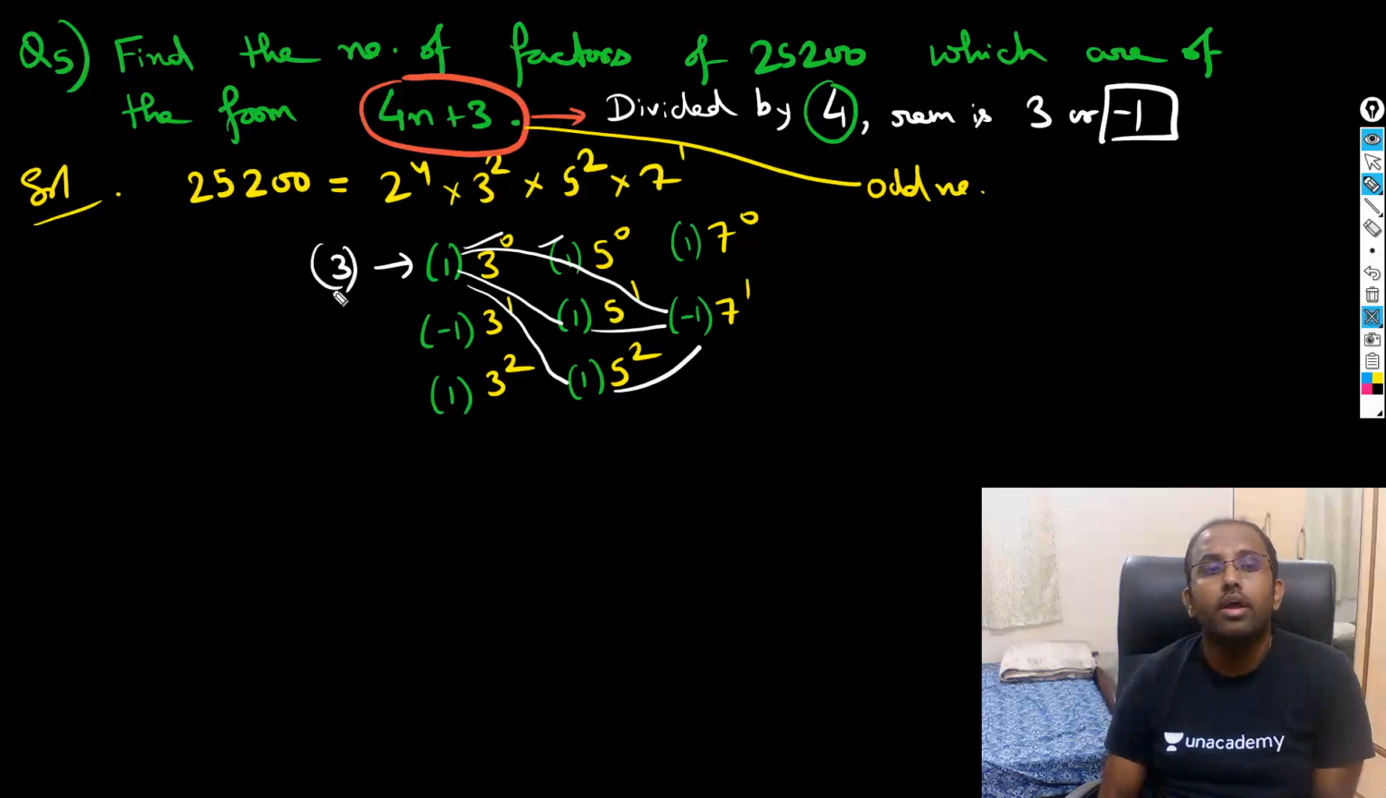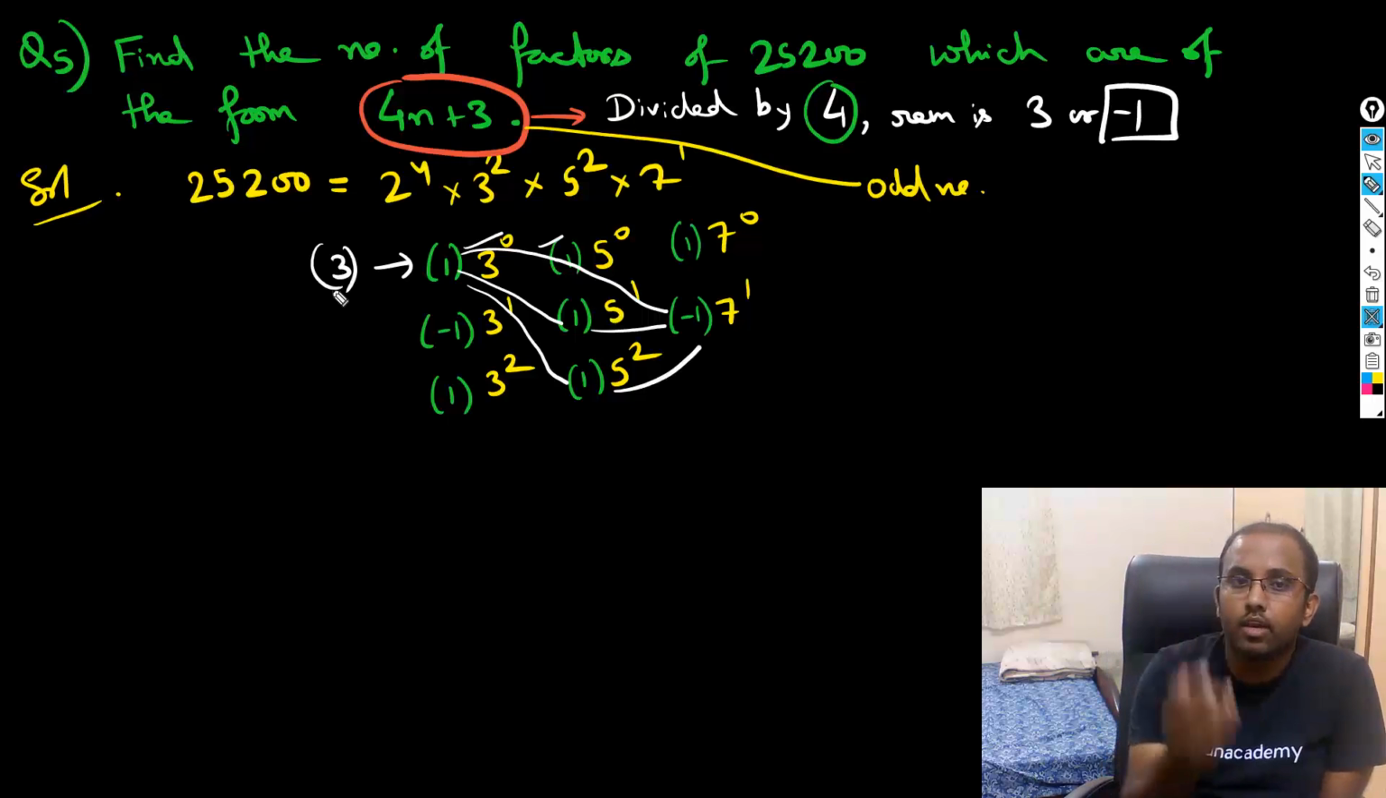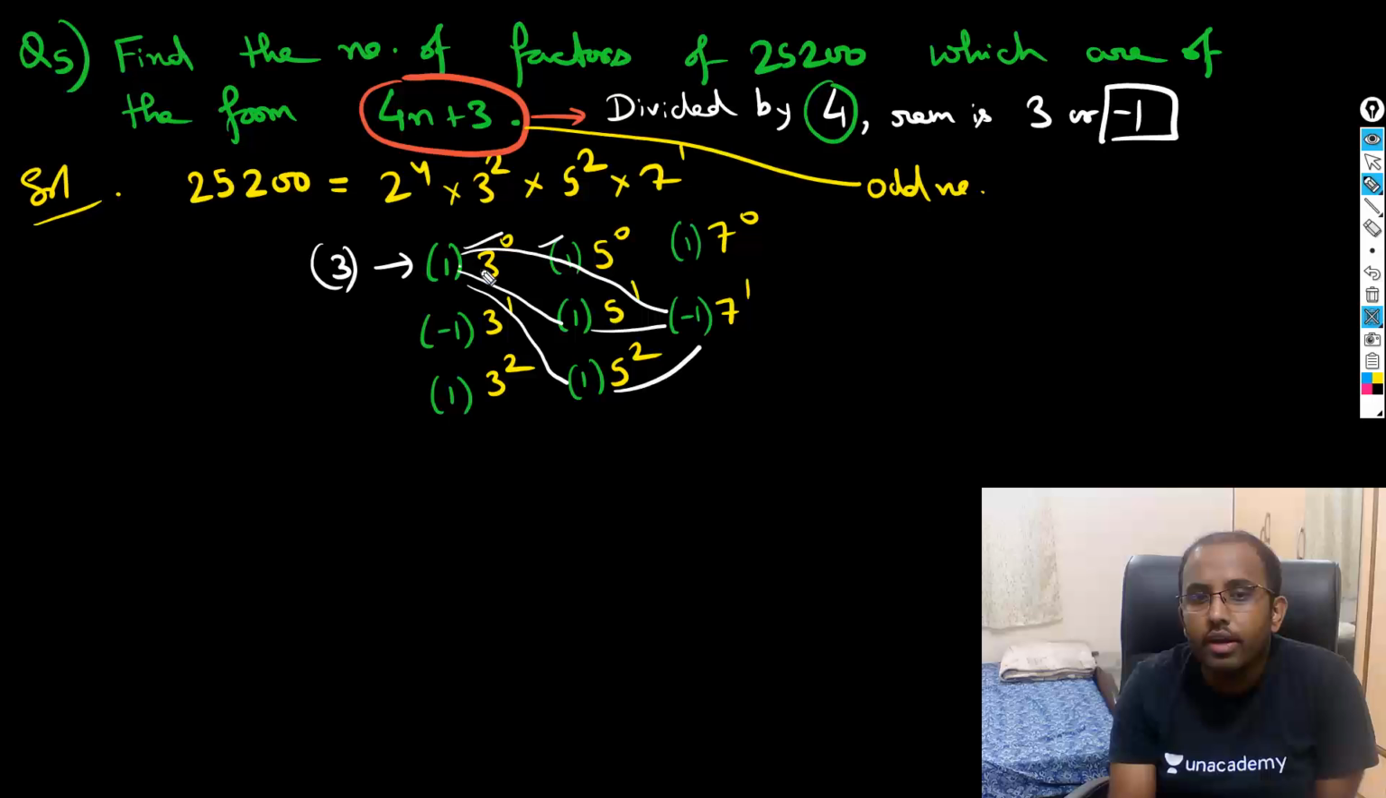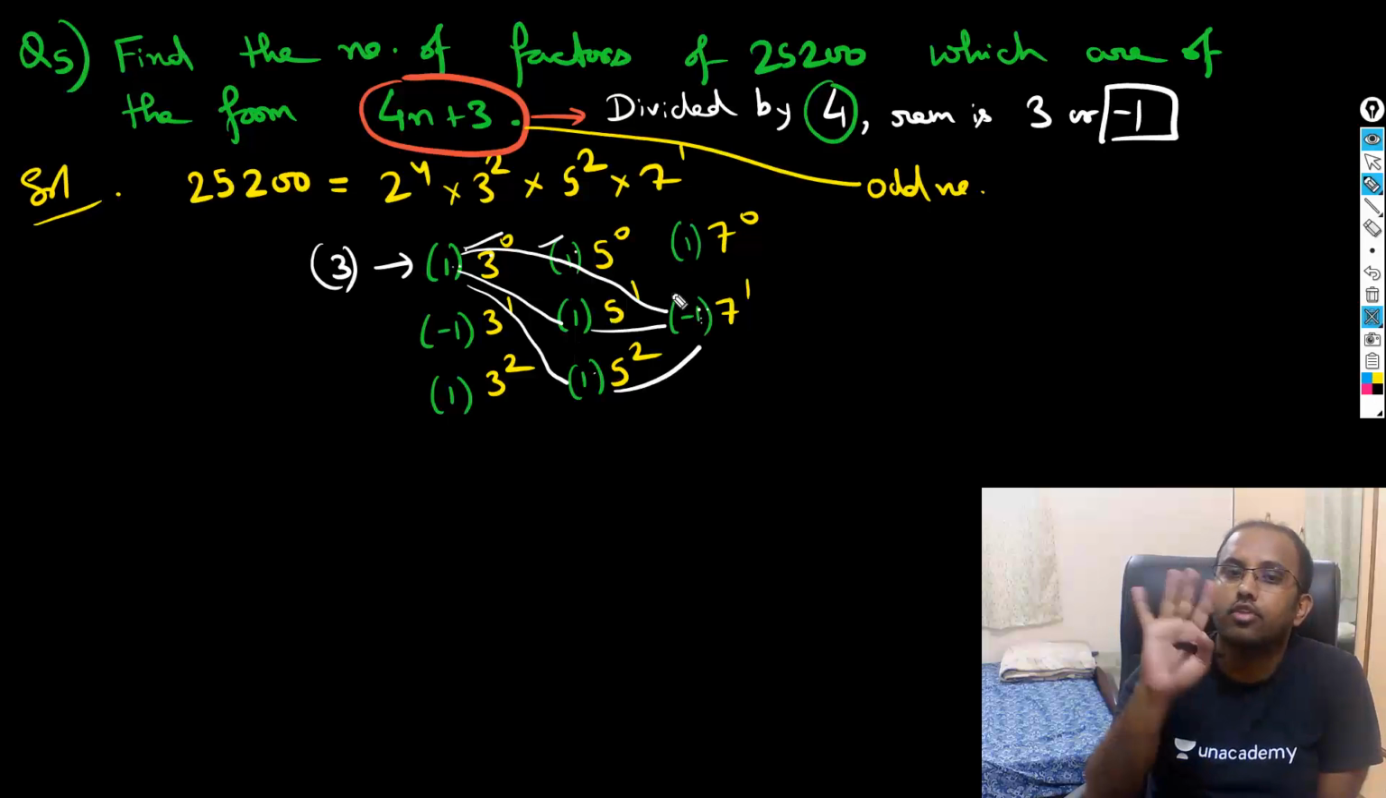For example, if you want to calculate those factors, like for multiplying 1 into 5 is 5 and 5 into 7 is 35. That means 35 is a factor which you divide by 4, remainder is 3. So I'll get 3 such factors: 1 into 5 into 7, 1 into 1 into 7 and 1 into 25 into 7. There are 3 such factors, right?